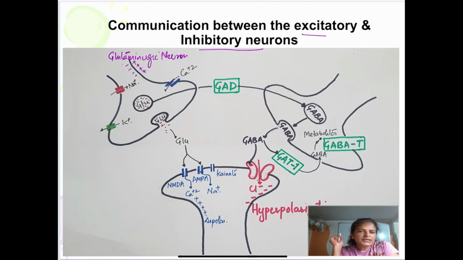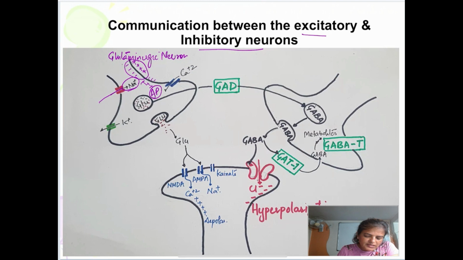So what happens with the activation? There is an influx of sodium ions. Once the sodium ion enters, what will happen? This will be reversed, positive or negative, and what will happen? Inside will be positive and outside will be negative. So then with this movement of the positive ion, the action potential is generated.